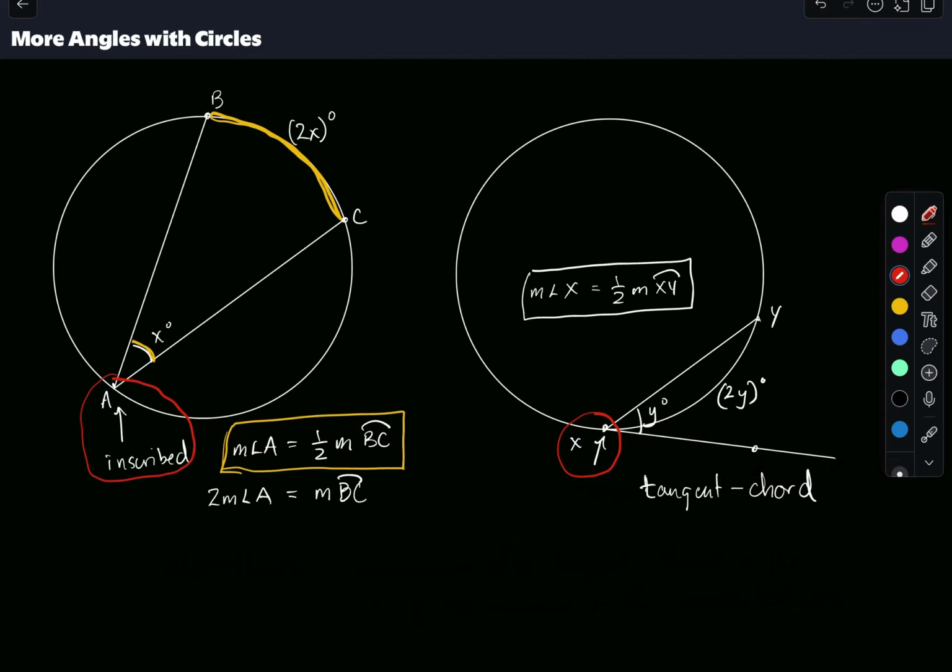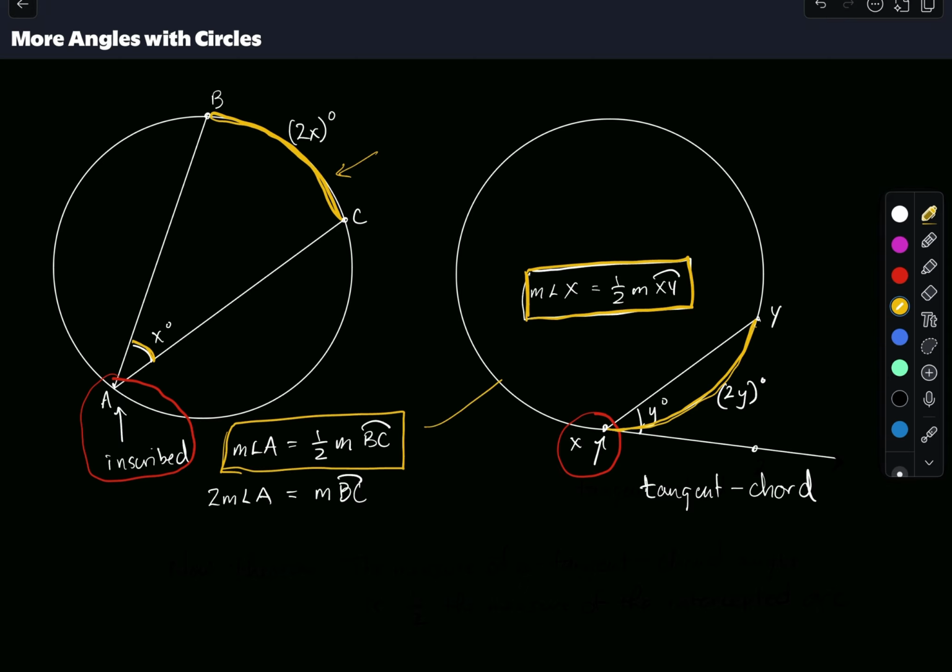And that's going to give us one reason to believe the statement that I'm putting a yellow box around right now, which is that the measure of this tangent chord angle that I'm calling angle X is 1/2 the measure of the intercepted arc, which in this case is this arc right here, XY. So in this case, the arc is intercepted by the vertex and the other part of the chord. Whereas over in this one, this arc is intercepted by 2 ends of 2 different chords.